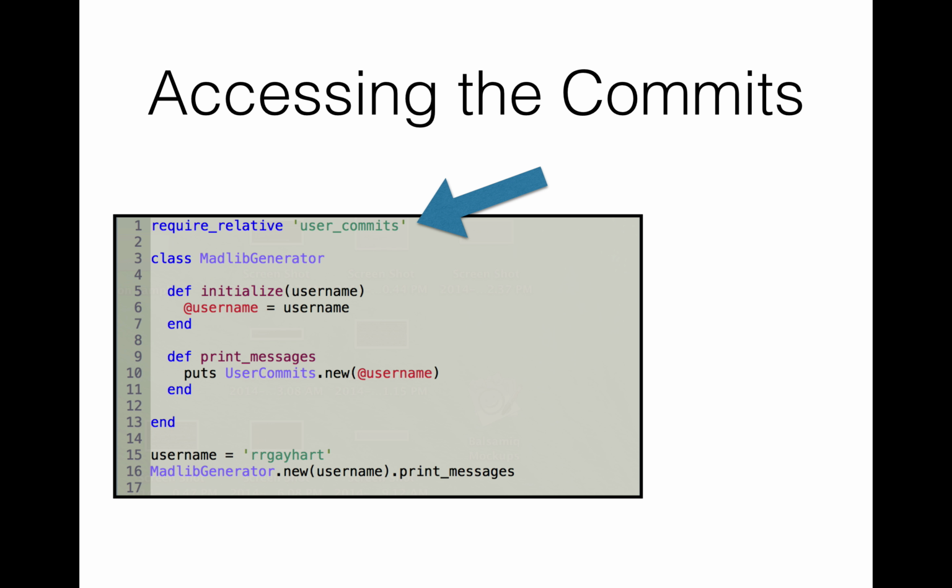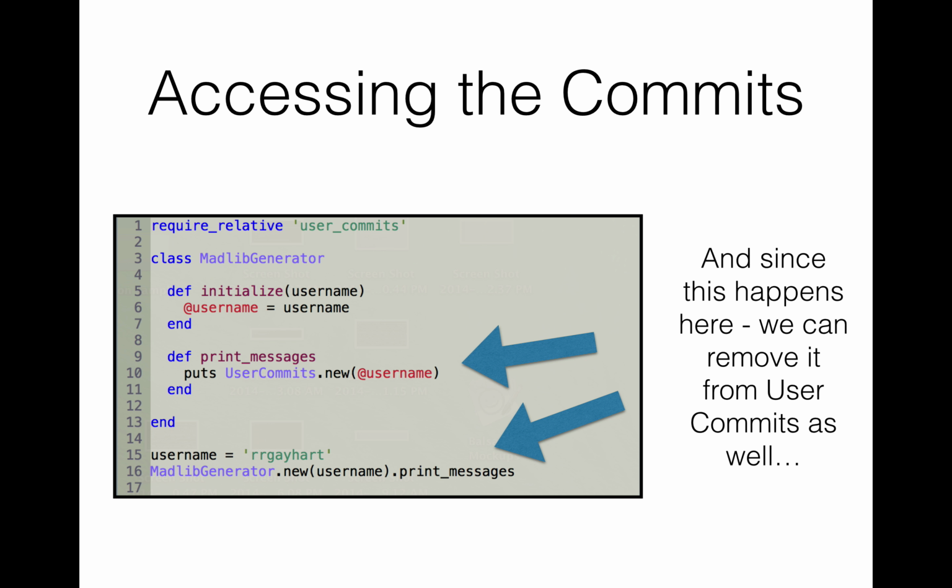So we're going to require relative the user commits file. We're going to have a class, madlib generator. We're going to have an initialize method, which again starts with the username. And then we're going to define a method called print messages, which is going to put the result of newing up user commits.new and passing it our username. And then on the bottom, username equals R Gayhart, madlib generator.new username.print messages. Since this happens here, we can remove it from the user commits, which I'm not going to show, but we're going to get rid of the bottom part that did the printing to the console in user commits.